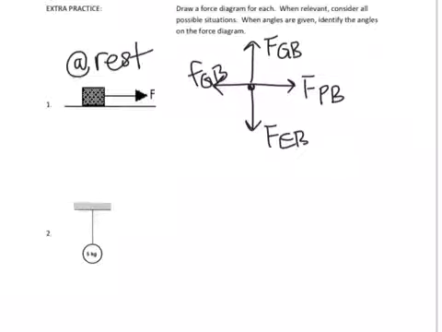Now, if it was speeding up to the right, then our friction vector would just be shorter. So a little amount to the left would cancel with that exact same amount to the right, and you would have an unbalanced force. You'd have a net force in the rightward direction, and you would accelerate in that direction.